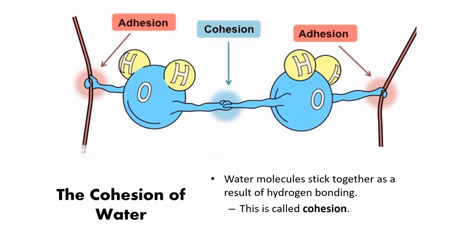This is called cohesion and is really important in a lot of different life forms and in how water can move through plants, for example. When plants transport their water, water will pull on other water molecules and move water from one place to another.